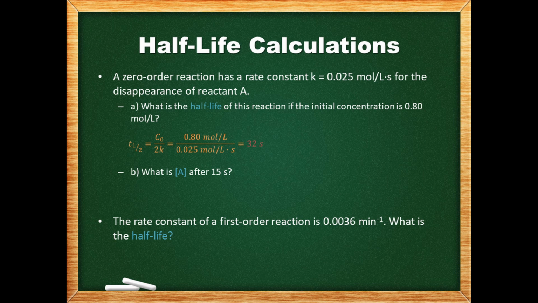Next, we need to find the concentration of A after 15 seconds. Plugging the values given into the integrated rate equation for a zero-order reaction gives an answer of 0.43 moles per liter. This final question asks us to find the half-life of a first-order reaction with rate constant 0.0036 minutes to the minus 1. Notice how we do not need the initial concentration since the half-life for a first-order reaction is independent of the initial concentration. The half-life is equal to the natural log of 2 divided by the rate constant.